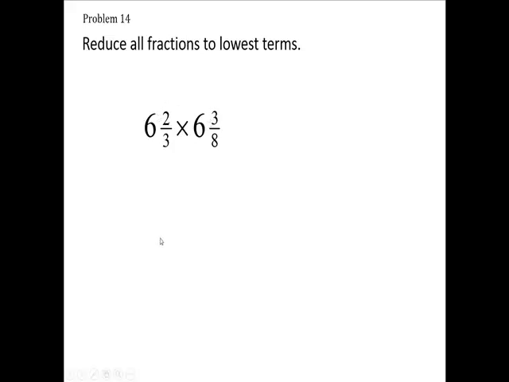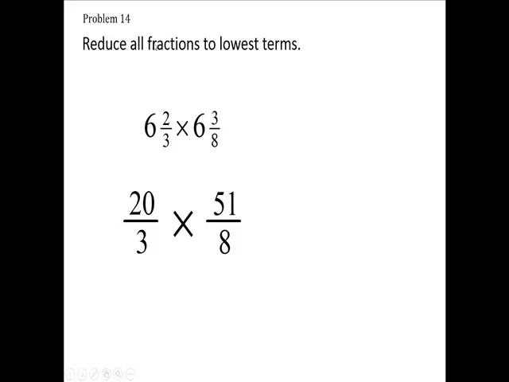So I'm going to have a fraction over here, and the denominator is still going to be 3. The numerator you're going to get by saying 6 times 3 is 18, plus the 2. So 6 2/3 written as a fraction is 20/3. Here's your times sign. Another fraction with a denominator of 8. Now we take 6 times 8 is 48, and 48 plus 3, 51.